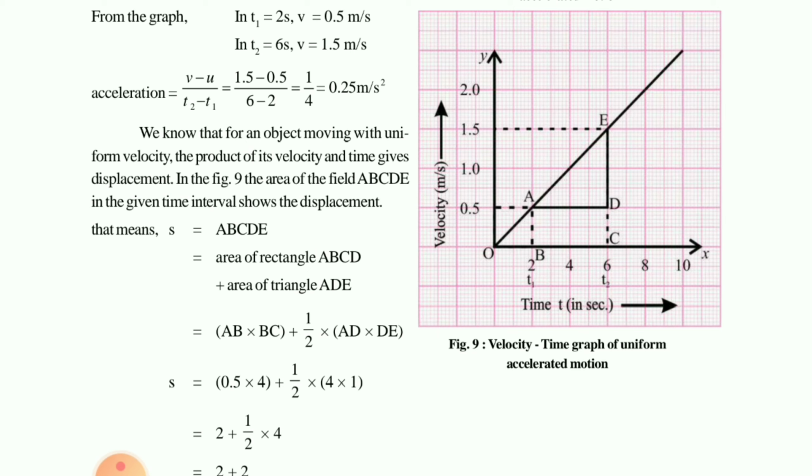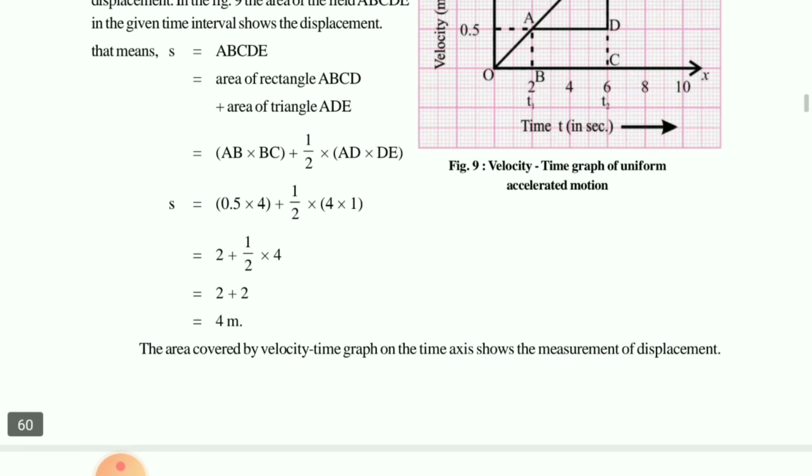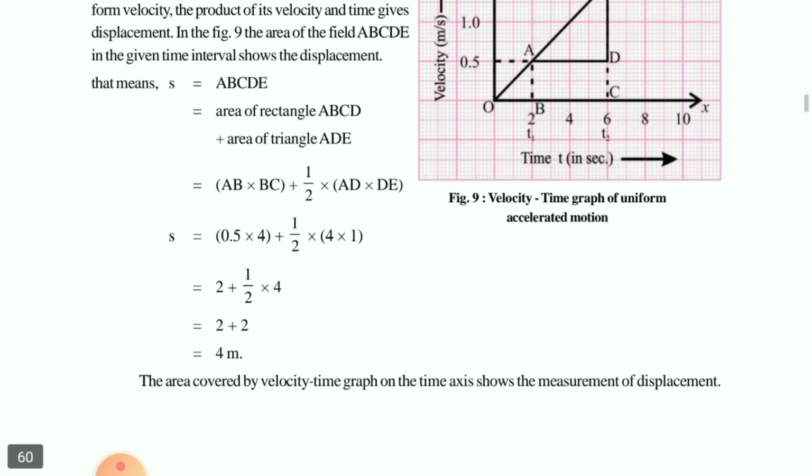Now half AD, what is the value of AD? It will be the same because it is parallel. BC is parallel to AD, so its value will be 4 only. Then DE, 0.5 to 1.5. So what will be the value? We will subtract, that is 1.5 minus 0.5. So you will get value 1. Then we will calculate and we will get the answer, that is 4 meter. So that 4 meter will be your complete displacement.